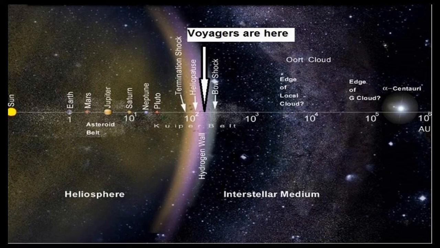So where are these Voyagers now? Well, they are very, very, very far. Here is the Sun, Earth, Mars, Jupiter, Saturn, Neptune, and the dwarf planet Pluto. Now the Voyagers are out of the solar system, and they are going into space. We call this interstellar space. Inter means between, stellar means stars, between stars. So they are now traveling out into space.